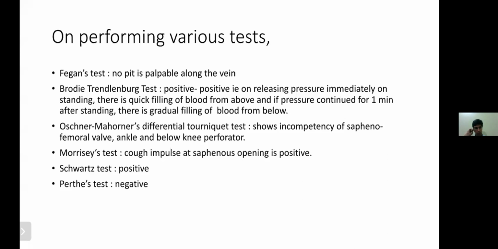Obviously Morris's cuff impulse test is basically nothing else but a saphena varix. If it is present when you ask the patient to cough, there is a visible cough impulse because of retrograde flow from the SFJ and SFJ incompetence. Perthes test is something that is important. If someone asks the classical test for varicose veins, one is Trendelenburg. The classical test for DVT is Perthes test. So what is Perthes test? Nowadays modified Perthes test is done, but what is Perthes test? That is important. It is used for DVT. What is it?